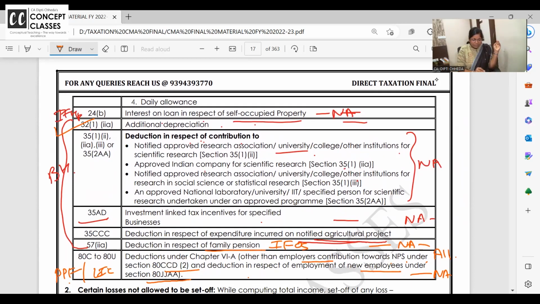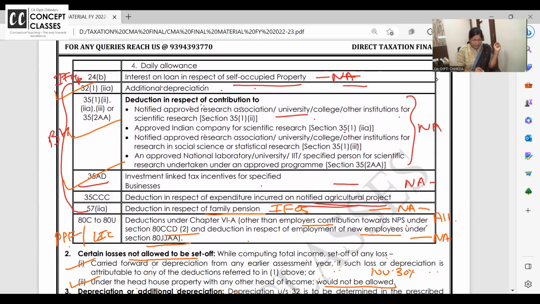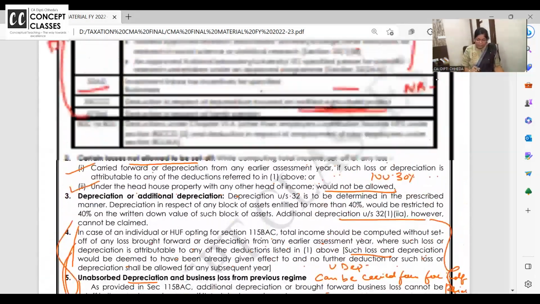Additional depreciation, scientific research, 35AD specified business, and agricultural project. So if these are not allowed as it is, then why would we allow the losses related to this? Simple logic. Just solve the problem with me. It will be very clear.